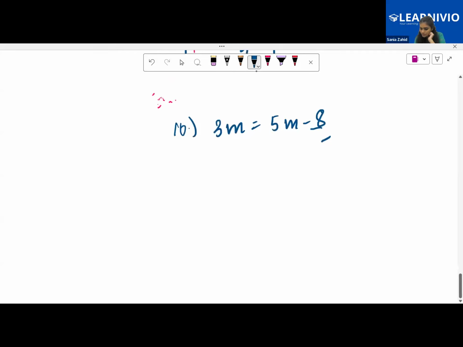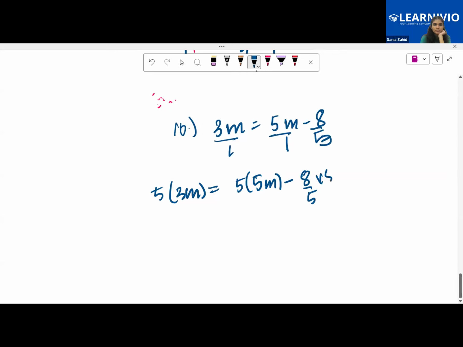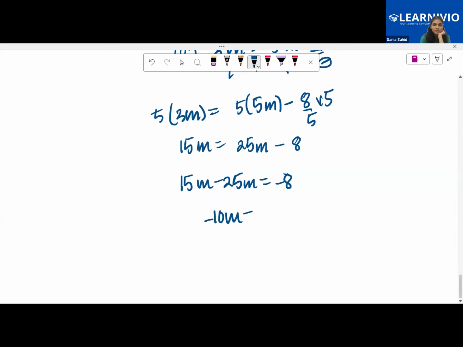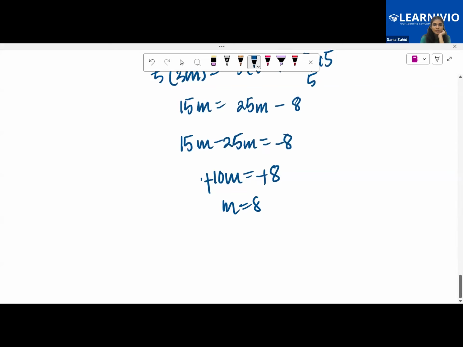3m equals 5m minus 8 by 5. So you'll again take the LCM, it'll be 5. So now you'll have 15m gives you 25m minus 8. Right. So 15m minus 25m will give you minus 8. So this comes out to be minus 10m gives you minus 8. Minus and minus will be cancelled and you'll have m gives you 8 by 10.